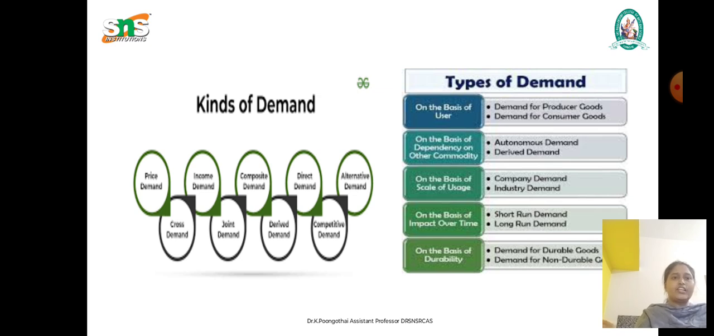The next one is based upon the utility: perishable goods and durable goods. Perishable goods mean demand for a product with a short lifetime, for example fresh fruit, flowers, etc. Durable goods are goods that last for a long period, for example furniture, electronic items, etc.